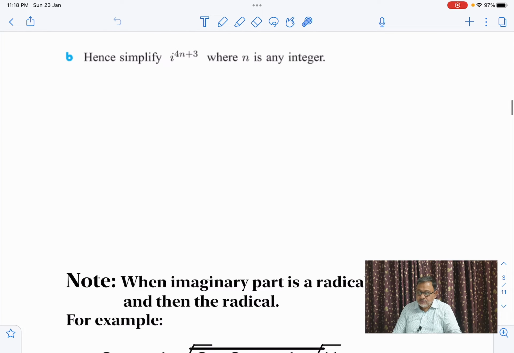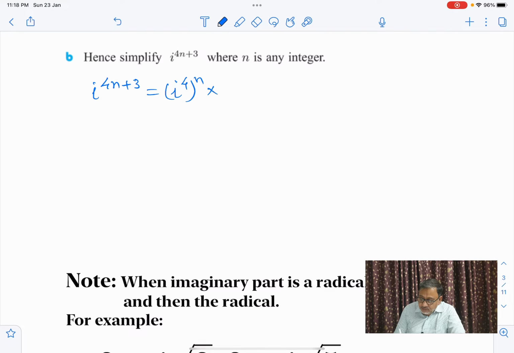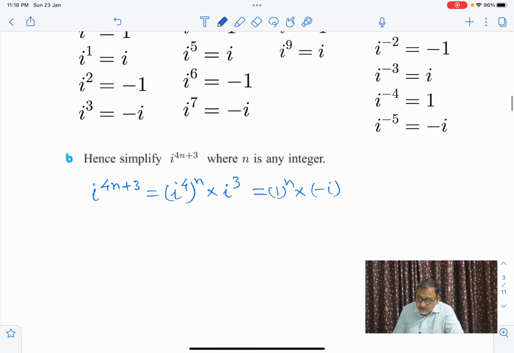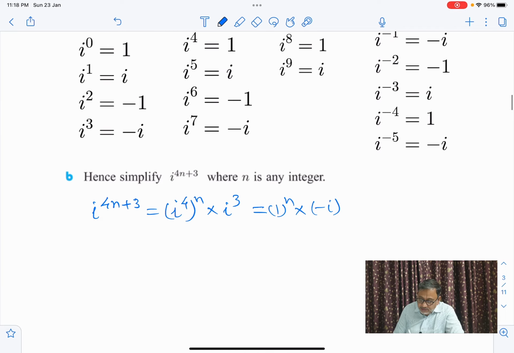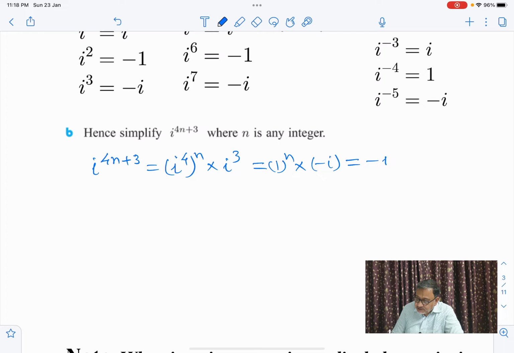Now next example we will solve here. Okay. So i to the power 4n, where n is any integer, plus 3, I will split both the parts. So I will write i to the power 4 bracket to the power n into i to the power 3. Why am I doing it like that? Because plus in the power can be separated by multiply. Now i to the power 4 we know that it is 1. So 1 to the power n, multiply by i cube, which is negative i. We have already seen here: i cube is negative i. Okay. So like that, final answer is negative i. So I hope this is clear to you.